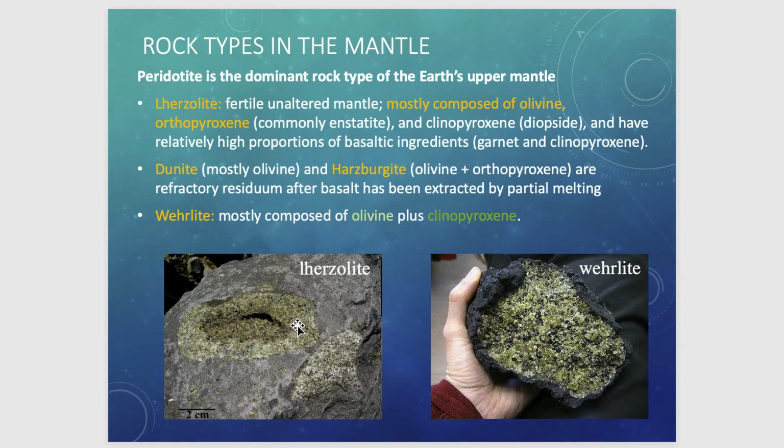And so this pistachio green is characteristic, and then you have black dots, which will be dominantly pyroxene. And in this case, it will be orthopyroxene and clinopyroxene, so a combination of the two. And in this other case, it will be dominated by clinopyroxene, as mentioned.